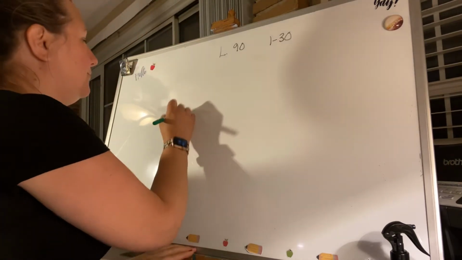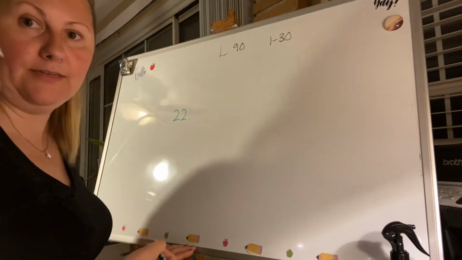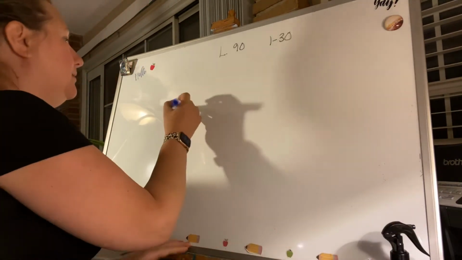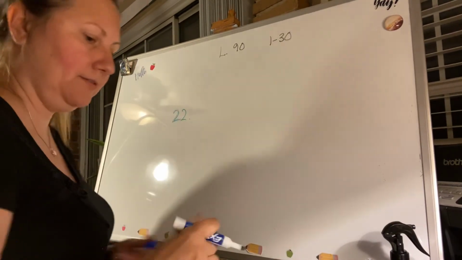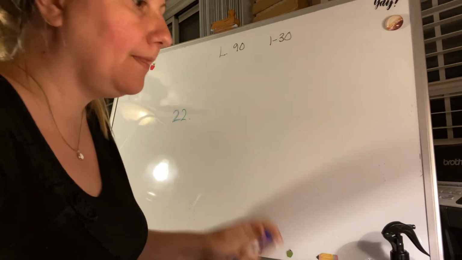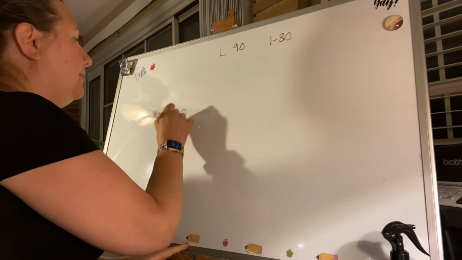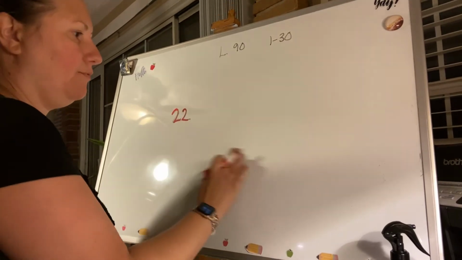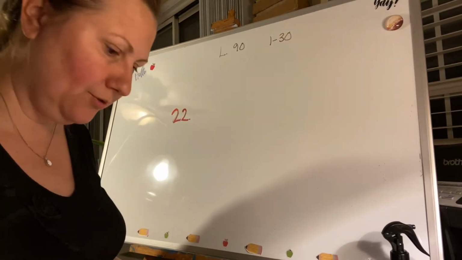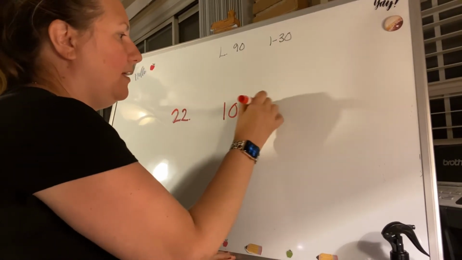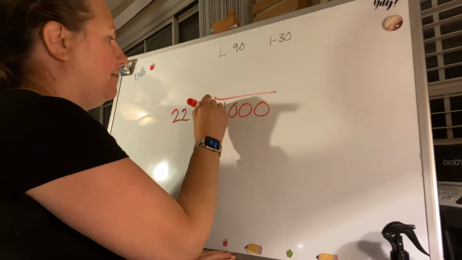Number 22. Let's see, can you see that? Okay, now that's a little bit dim. Let me rewrite that. Let's see if I could find a really good marker that isn't wet from my board. So number 22 is 1,000 divided by 9.